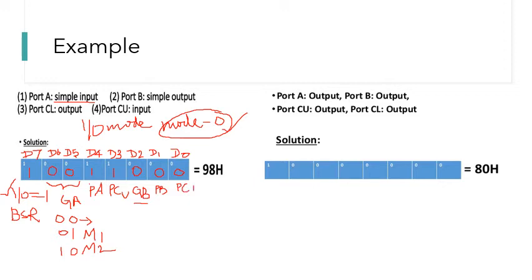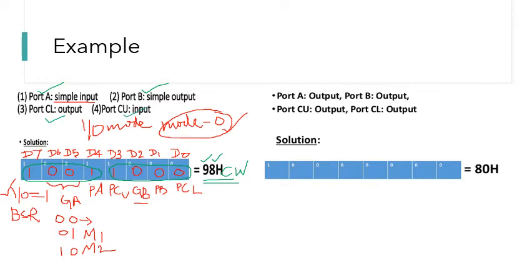After filling in these ones and zeros, we convert the binary to a hex value. 1001 is 9 and 1000 is 8. So 98H is the control word we obtain for making port A a simple input, port B a simple output, port C lower an output, and port C upper an input.